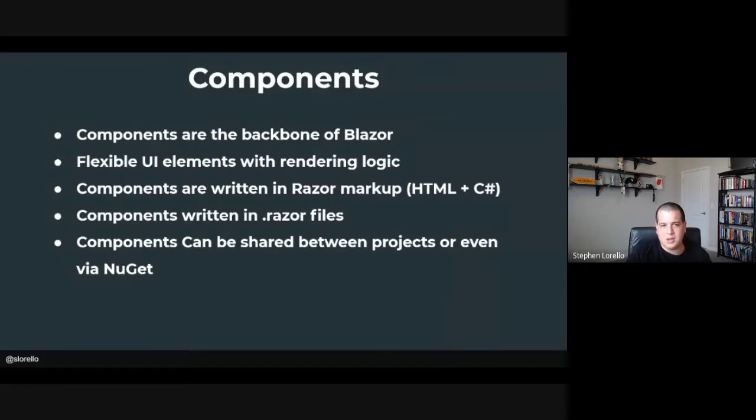Blazor doesn't actually use CSHTML, and it doesn't use the precise Razor syntax that you're probably used to if you've used MVC before. It uses a newer version of the Razor syntax, and all the components and pages are actually written in .razor files. Components can be shared between projects, and they can be pulled from all sorts of places, including, of course, NuGet.